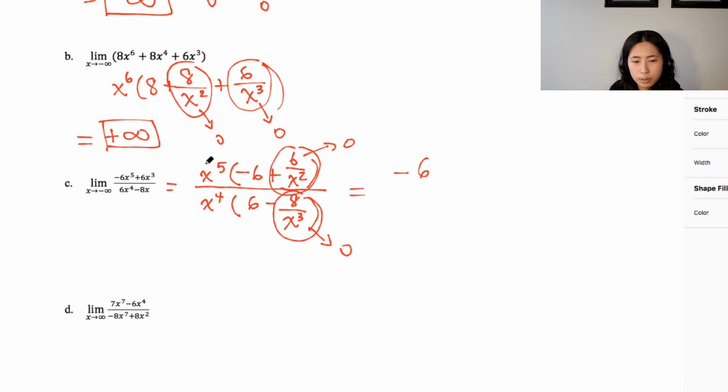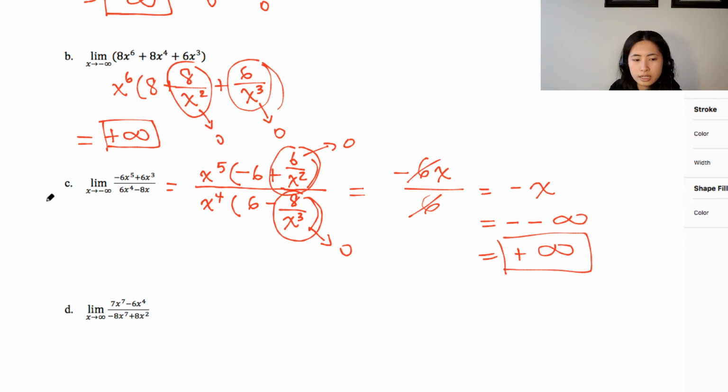And also, if you think about x raised to the power of 5 and x raised to the power of 4, you can subtract your exponents, so you would end up with just x as a result. And you have the negative 6 here, and you still have the 6. So when you cancel this, you're going to be left with negative x. And guess what? Because you have a negative here, and you have a negative infinity here, this would give you positive infinity. So that's how you find the limit for part C.